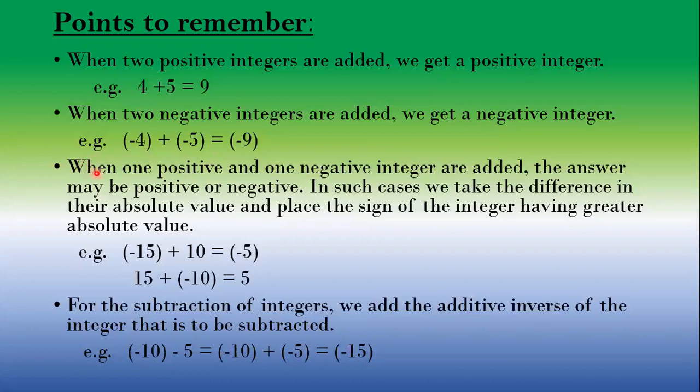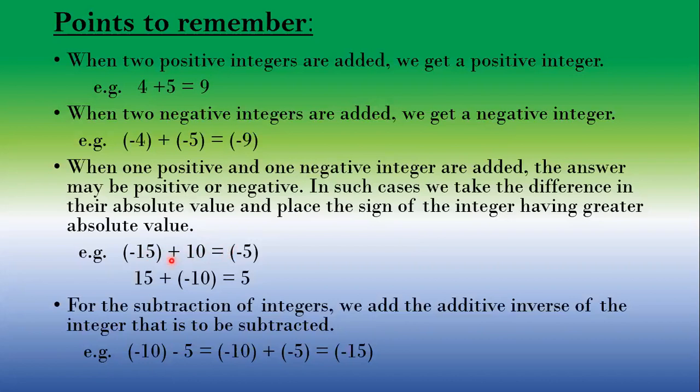Understood? But when one positive and one negative integers are added, the answer may be positive or negative. Then in such cases, we take the difference in their absolute value and place the sign of the integer having the greater absolute value. I have taken the example minus 15 plus 10 is equal to minus 5. Just you look at the sign. Are they of the same sign? No. One is positive and one is negative. Minus 15 that is negative and 10 is positive. They are of different sign.